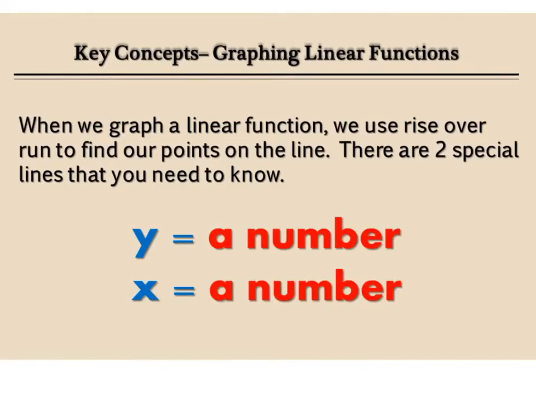Now, when we graph a linear function, it's easier to use rise over run when we're doing slope of a line. But there are two special lines that you need to know. When you have an equation of y equals a number, there are no x's. It's just y equals a number. The other one is x equals a number. You will not have a y in the equation. Those are the two special lines.